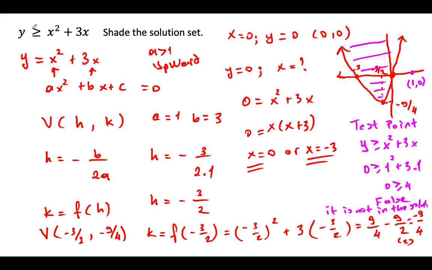And then always check at the end. If you have an equal sign, this is a solid line, which means as it is, we have drawn. But if it is just greater or just less, it means that there is no equal sign.